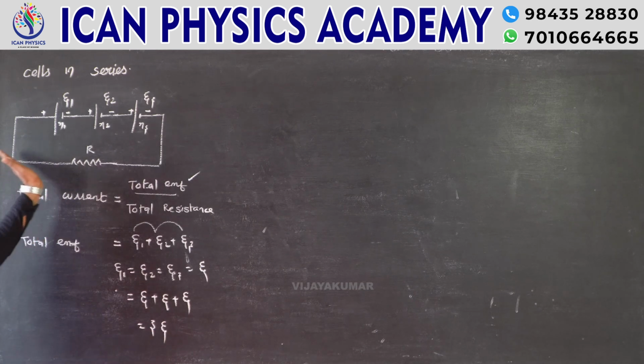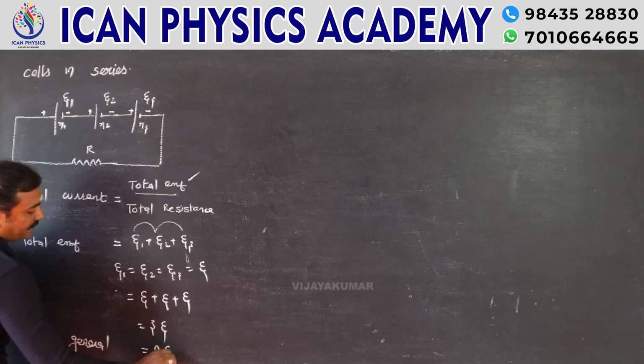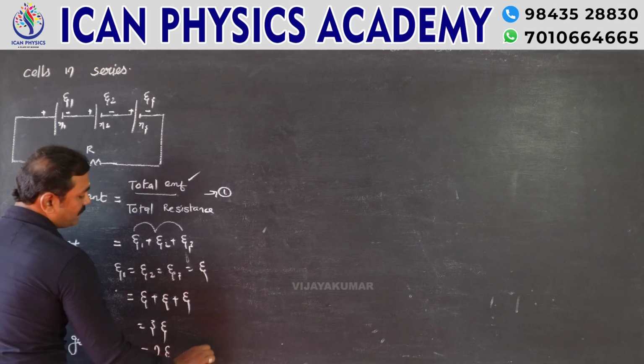Suppose in case n batteries are connected or n cells are connected. So, in general, the total EMF is n psi. So, now it's taken as equation number 1. Now it's taken as equation number 2.